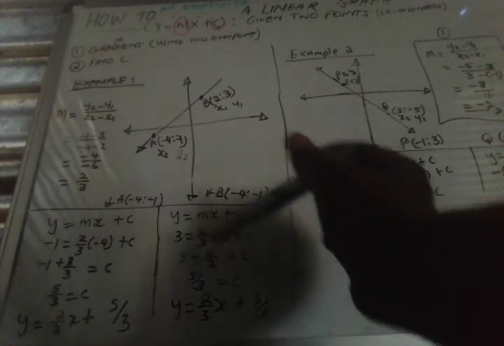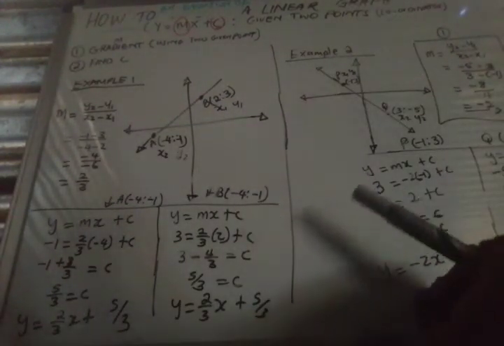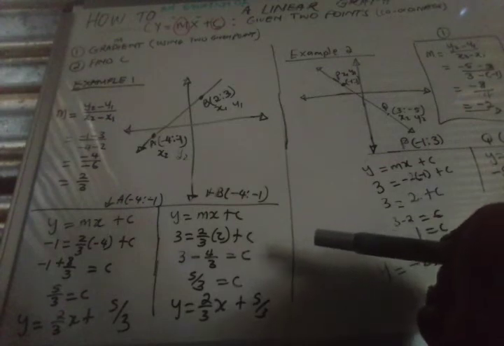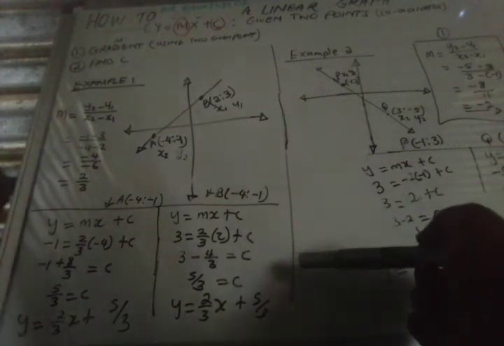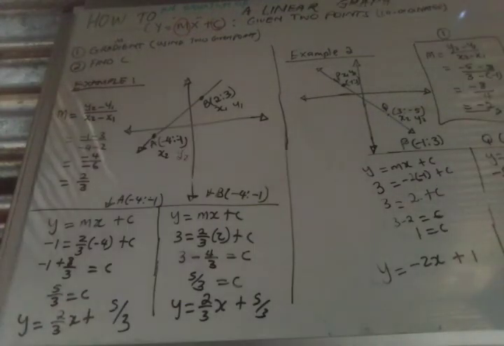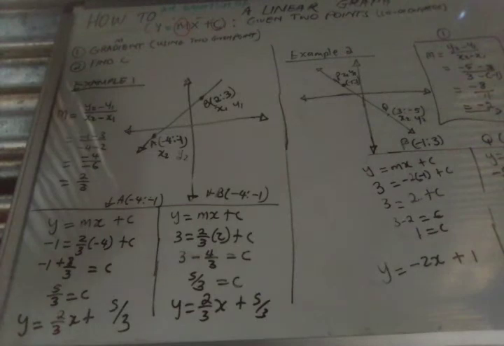If you can see, the final equations on both sides are the same: y equals 2 over 3x plus 5 over 3. So it doesn't matter which set of coordinates you choose to use. Okay, let's look at another example.